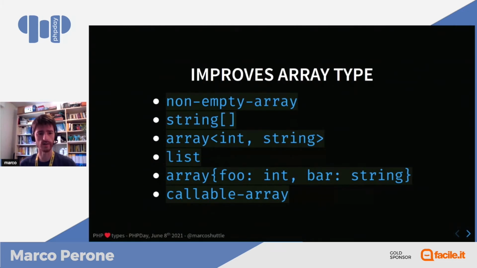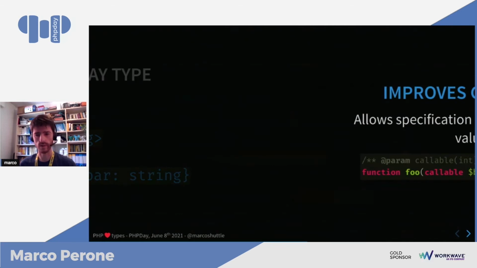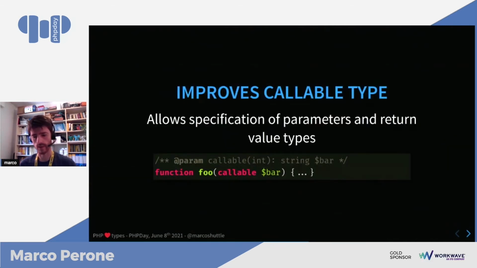Speaking of callables, another thing you can do with Psalm is to be more precise when you deal with callables, because with the PHP language in itself, you can just say this thing is a callable, but you don't know which input and which output it will deal with. With Psalm, you have a notation to make that explicit.